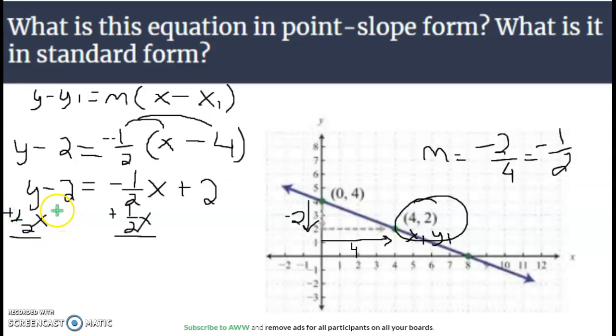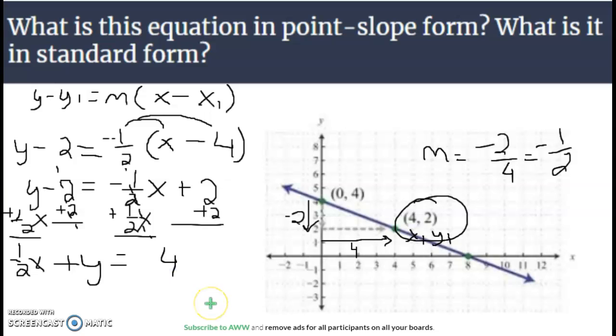The other thing is I need to move that 2. I'm going to get rid of it by doing plus 2 to both sides, and then just go through and add all the terms together. The 2's go away. The -1/2 x and positive 1/2 x cancel out. I'm left with 4. I'm almost in standard form. I almost have the ax plus by equals c.